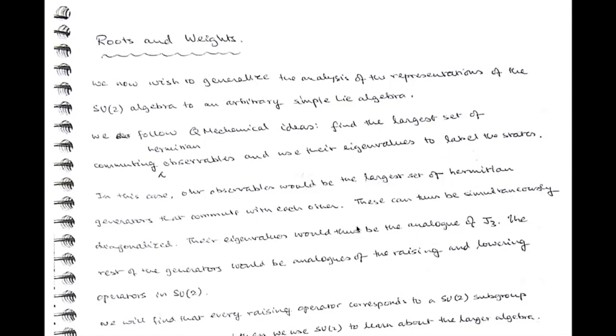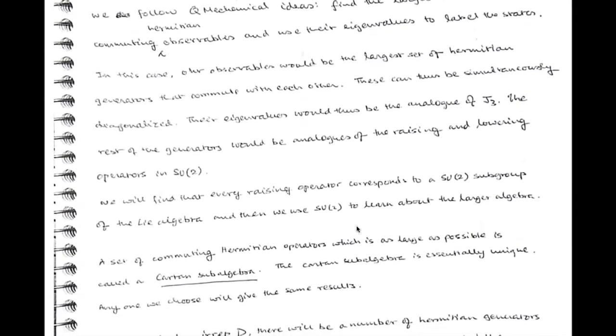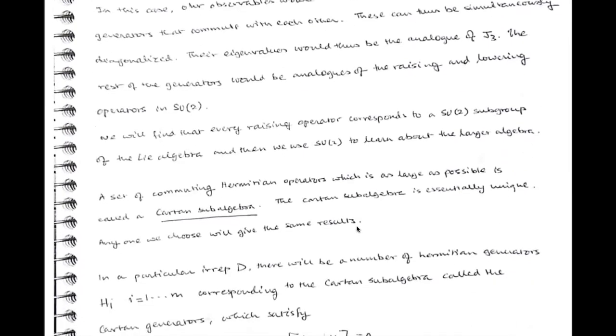What we are going to do here, as I said, is try to label our states with the largest set of commuting Hermitian observables, that is, the eigenvalues of this largest set of commuting Hermitian observables. First we need to identify this set, and this set of commuting Hermitian operators, which is as large as possible, is what is called the Cartan subalgebra.